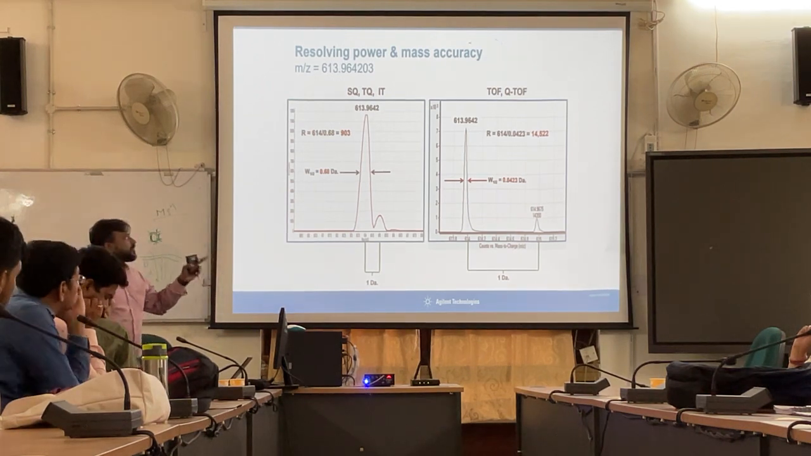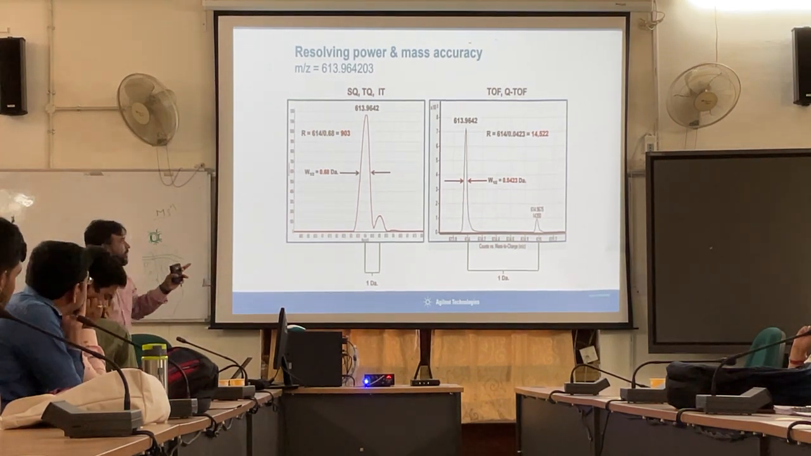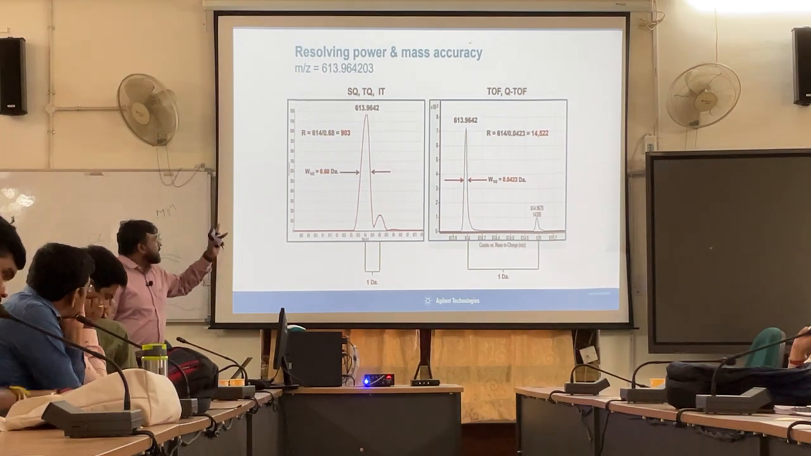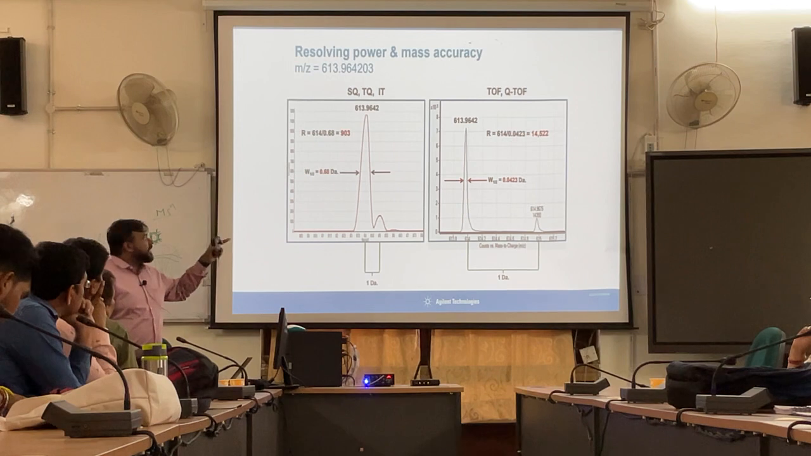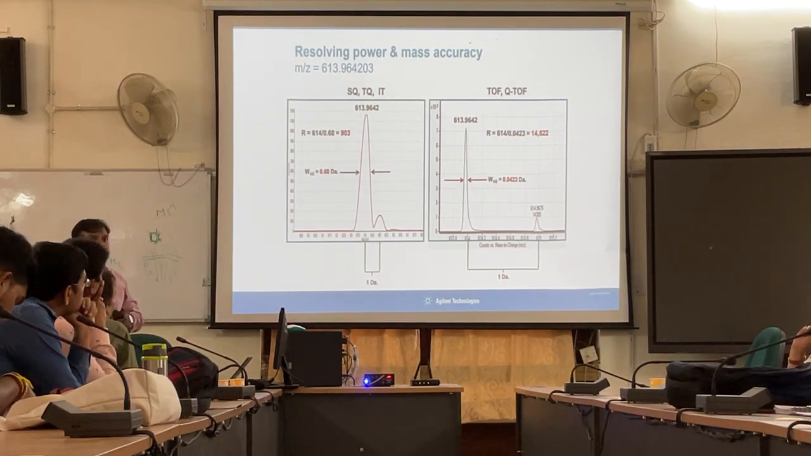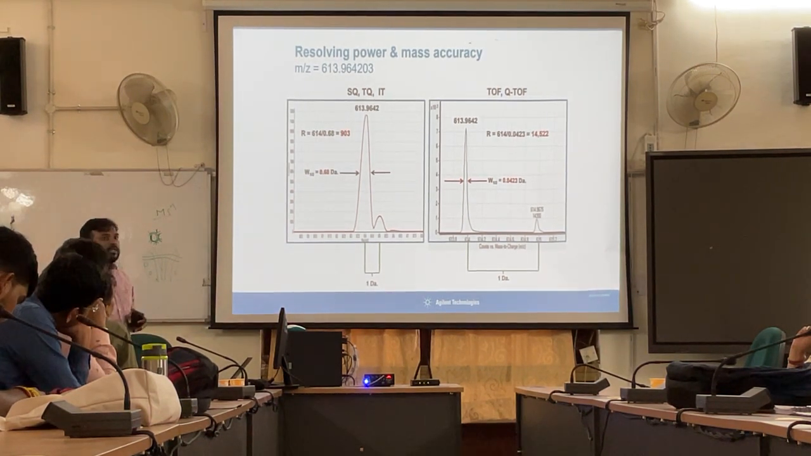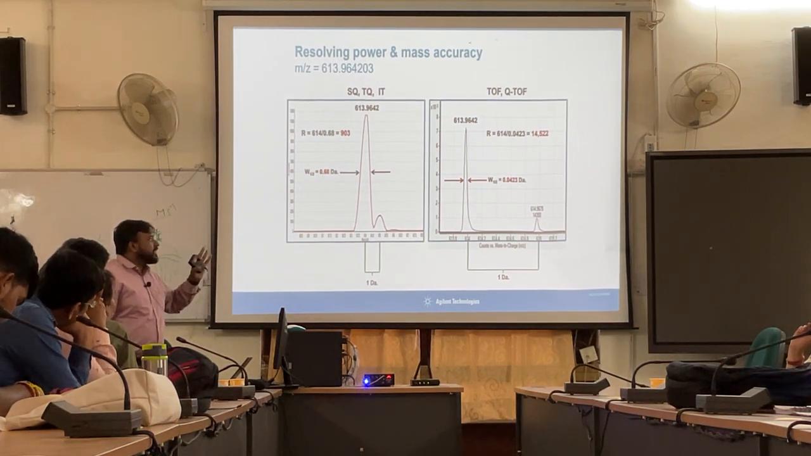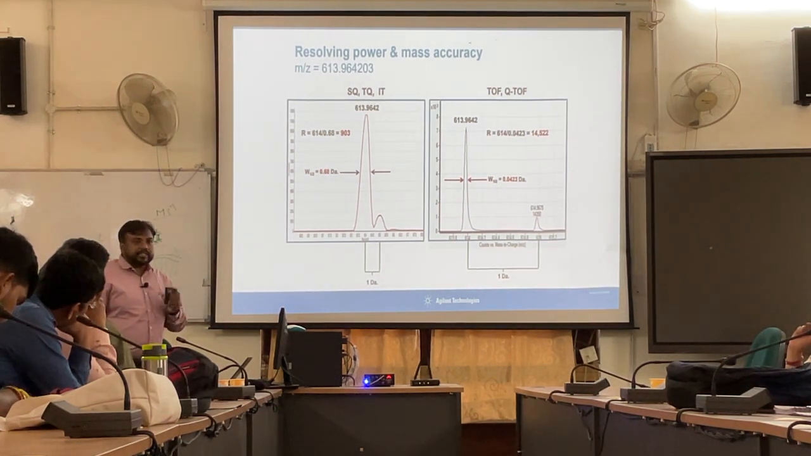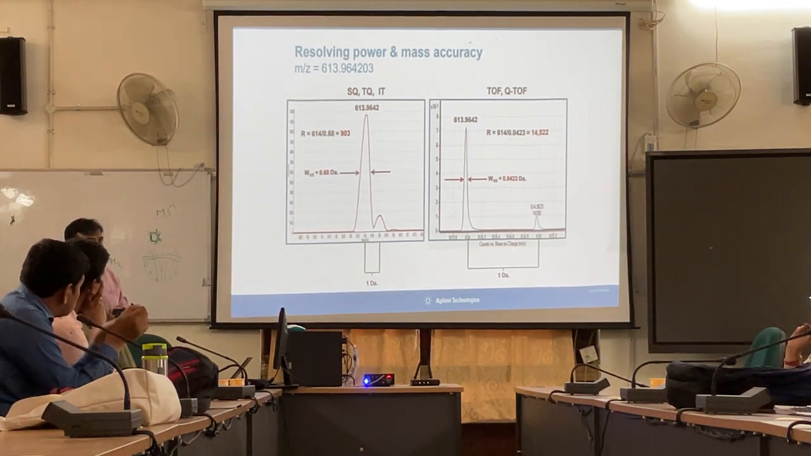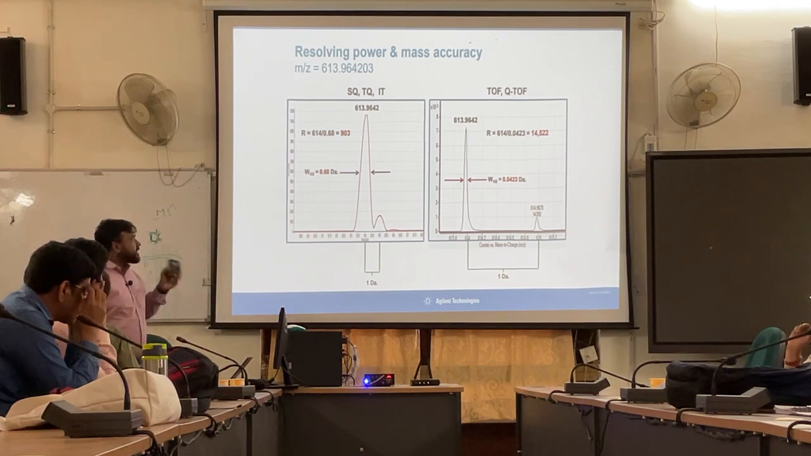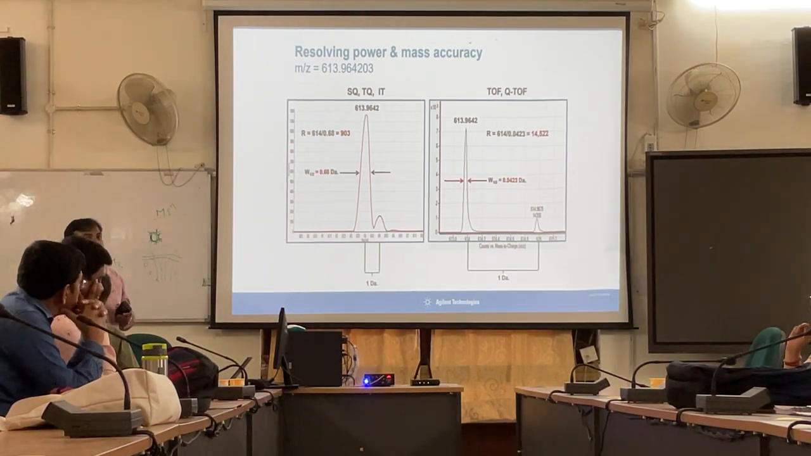Consider the same data once we acquire it on the TOF and QTOF. The resolution was 903 on the single quad and triple quad, but the same data acquired on the TOF and QTOF gave a resolution of almost 15,000. This is one data set considering one molecule, but we can even get better resolution and increase the sensitivity of the compound. In this way we can enhance the resolution, get more selectivity and sensitivity, and get a better result for the compound.